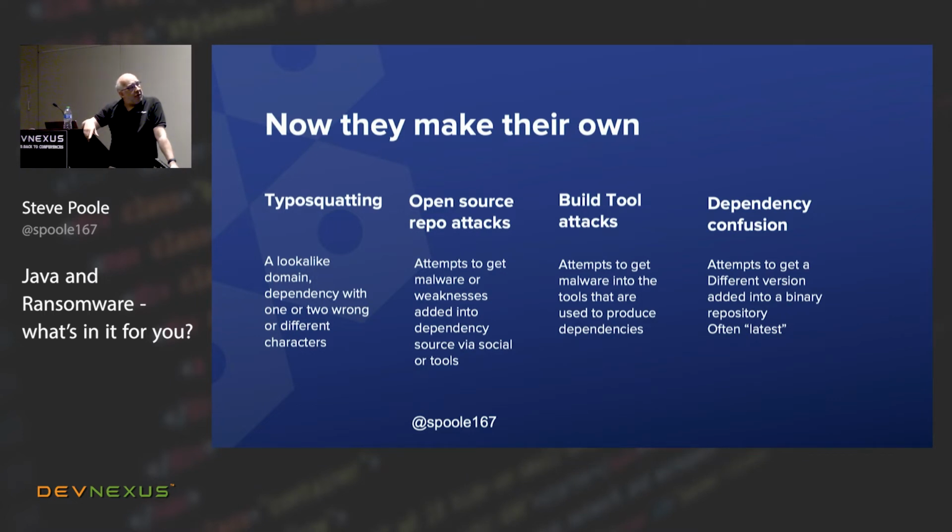And then there's the two in the middle, open source repo attacks. It is growing and growing that human beings are turning up at open source projects and being helpful to secure the ability to have committer access, or at least be a trusted party, do cool things for the open source project, and then start to subvert it. Right?